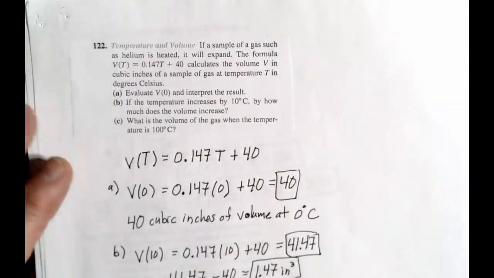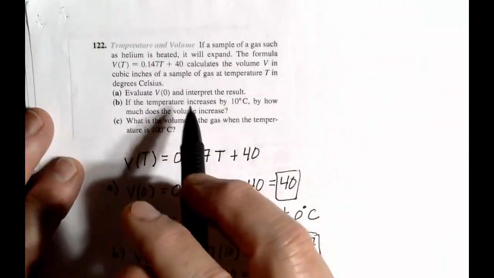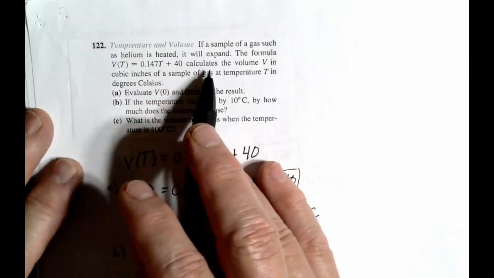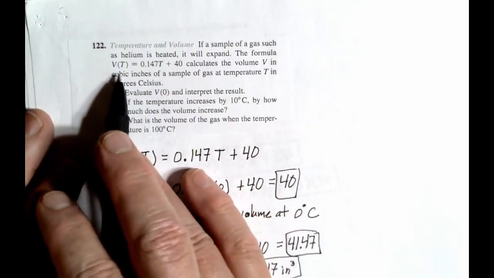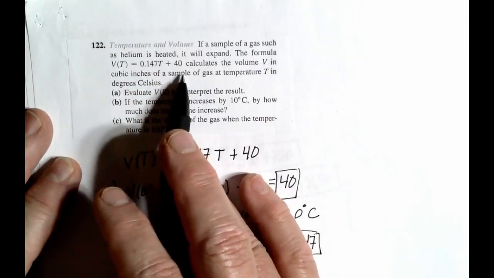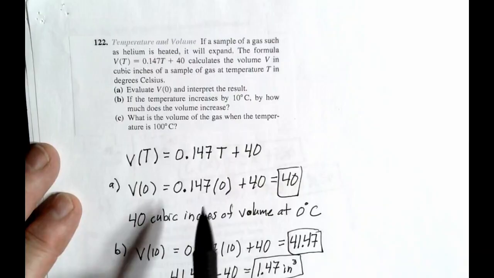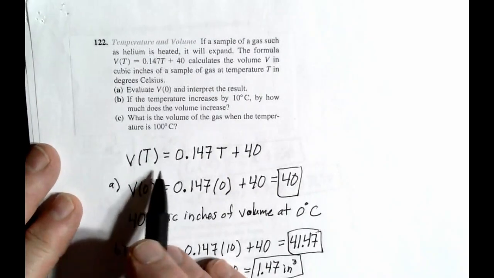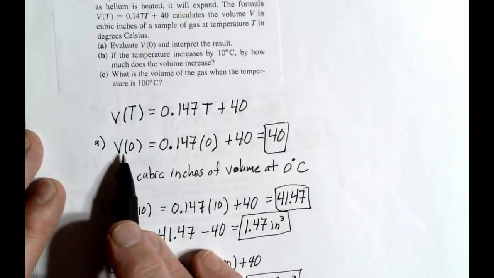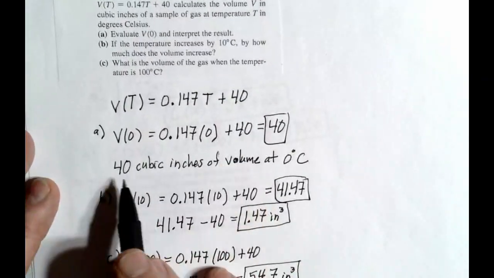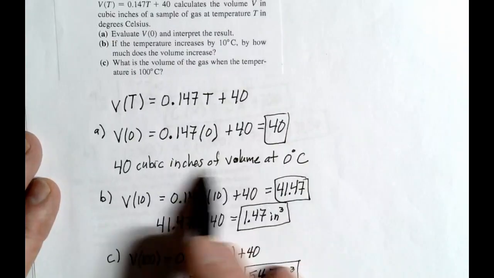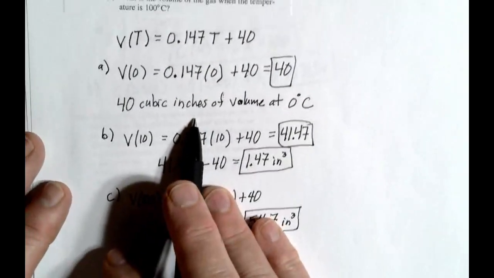Okay, so now this one is about the temperature of a gas. If a sample of gas such as helium is heated, it will expand. And so the volume is equal to the temperature times 0.147 plus 40. That'll calculate the volume in cubic inches based on the temperature. Right? So it says evaluate V of 0. We plug in 0 and you get 40. That means you start out at temperature 0 Celsius, you have 40 cubic inches of volume.